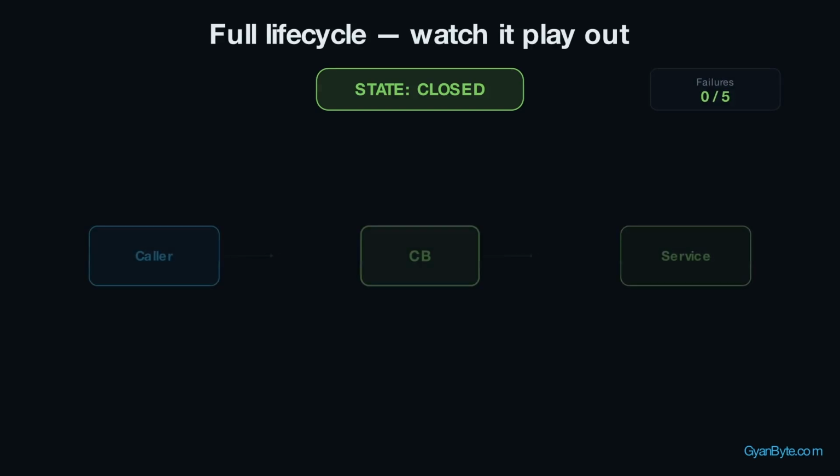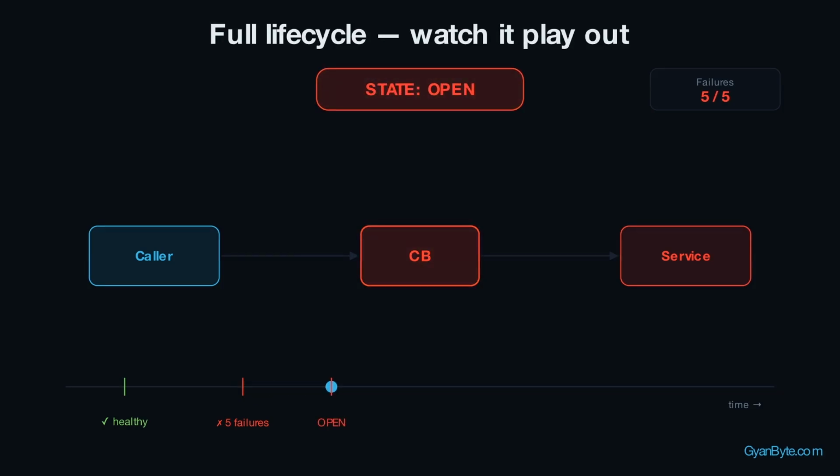Let's watch the entire life cycle play out in real time. A service starts healthy. The breaker is closed, requests flow. Now the downstream service starts degrading. Latency creeps up. Timeouts begin. The failure counter ticks: 1, 2, 3, 4, 5. Threshold hit. The breaker trips to open. All requests now get instant fallback responses, and our downstream service receives zero traffic.